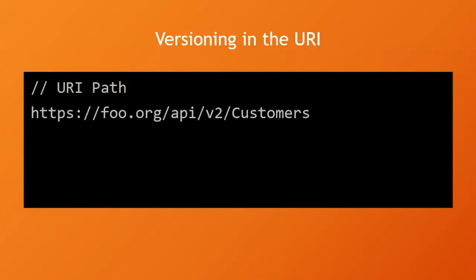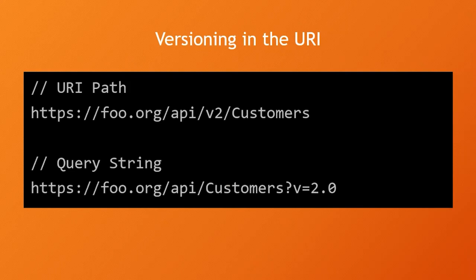The most common way that most people have seen it is using the URI to change the version. This is probably the most common, especially early on, that organizations took, putting information directly in the URI. There's also a pattern of using a query string for an API. I actually prefer the second method if you're going to be looking at this.